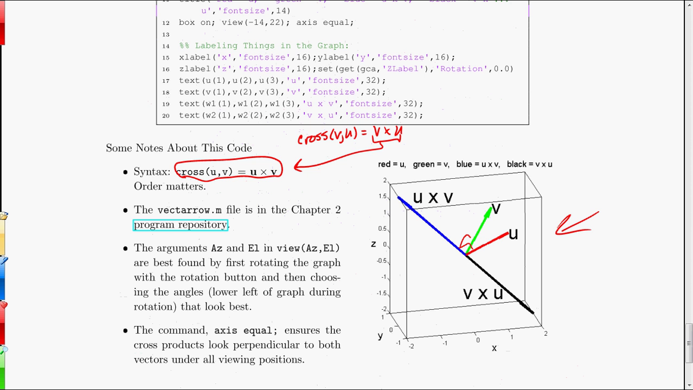All right, so that's the cross product. A very practical operation, maybe not as awesome as the dot product, but still very useful for many things. And that wraps up Chapter 2.4.